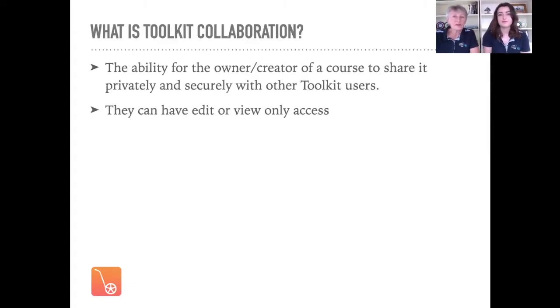So what is Toolkit collaboration? Well, it's the ability for the owner or creator of a course to share it privately and securely with other Toolkit users. That's really important because obviously there could be some very sensitive information here that you don't want the rest of the world to see. And the collaborators who you choose can either have edit access, so they can change the course, or they can just have view-only access.